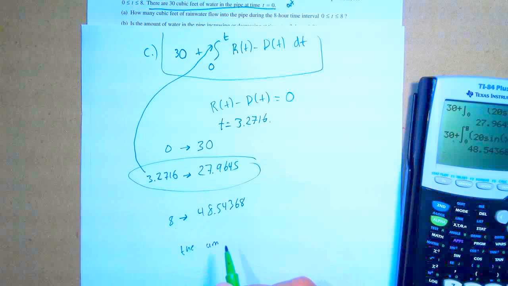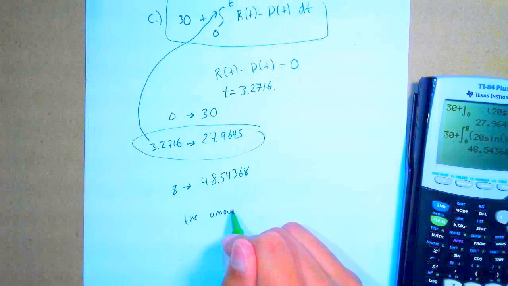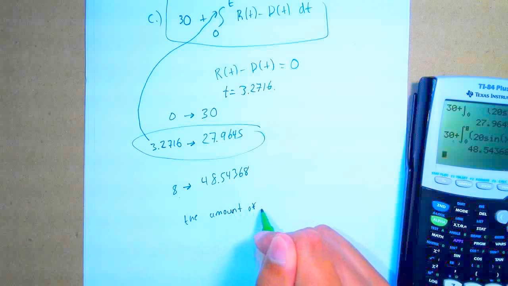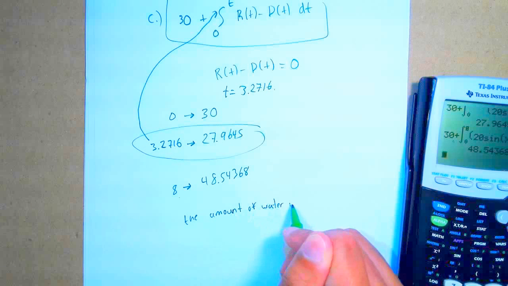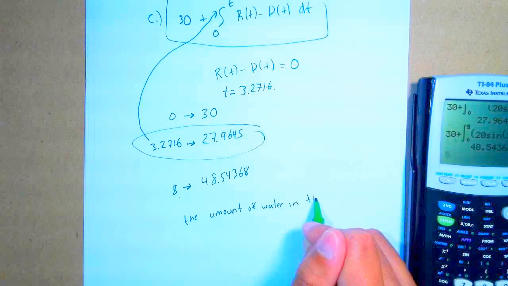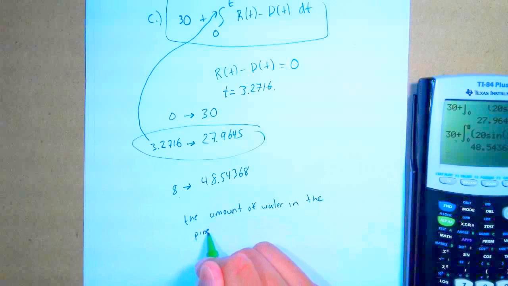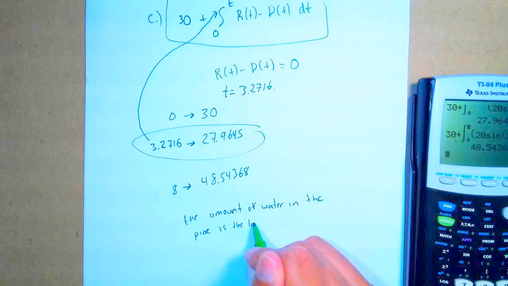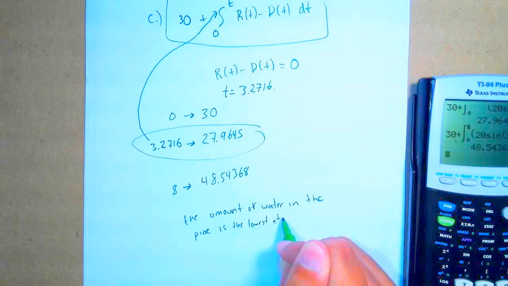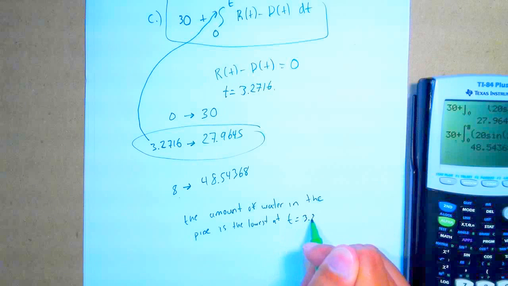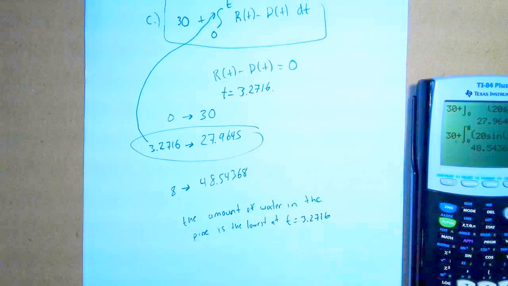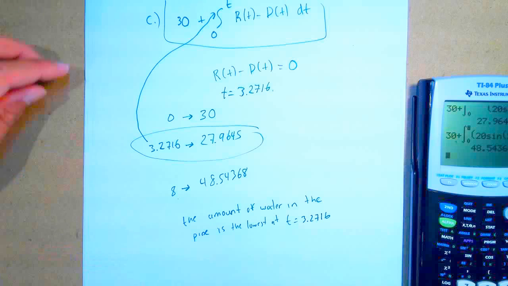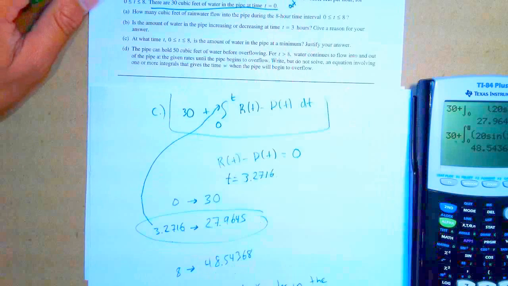the amount of water in the pipe is the lowest or minimum at t equals 3.2716. Okay, so this was a very confusing problem, but it was one that you were able to do if you kind of understood. So let's move on to the last part, which is part D.